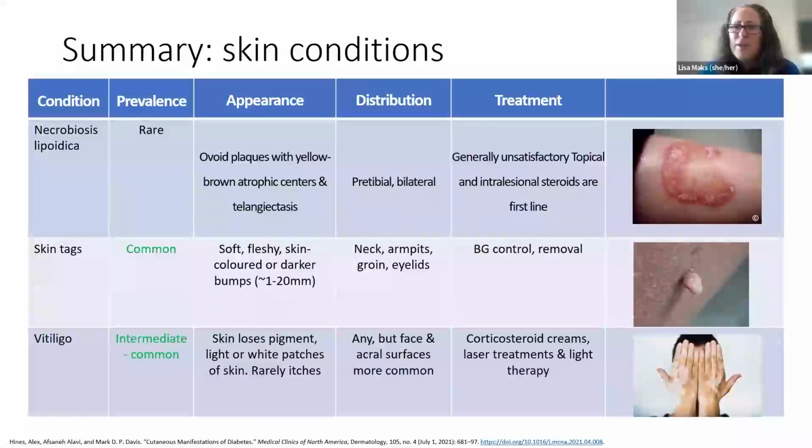Necrobiosis lipoidica, quite rare, so we won't walk through too much of this. There's a picture of it, and often some steroids can be partially helpful. Skin tags, I think most of us have experienced that as we get older. Blood glucose control is helpful, and for removal, they can go to their primary provider to have that removed as well. And vitiligo, where they lose the pigment in the skin, is kind of intermediate to common for people with diabetes, which was news to me. So that's something that we definitely need to make sure that they get treatment for with an expert in the form of corticosteroid creams, laser treatments, and light therapy are possible solutions for that.